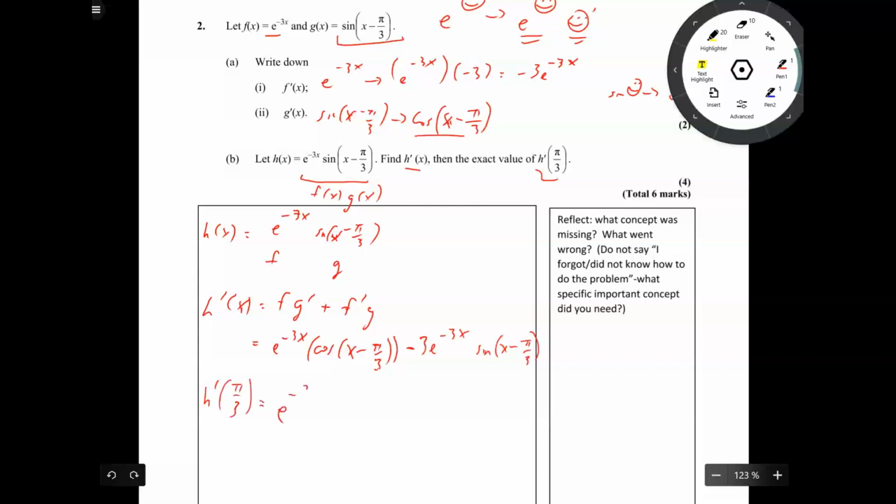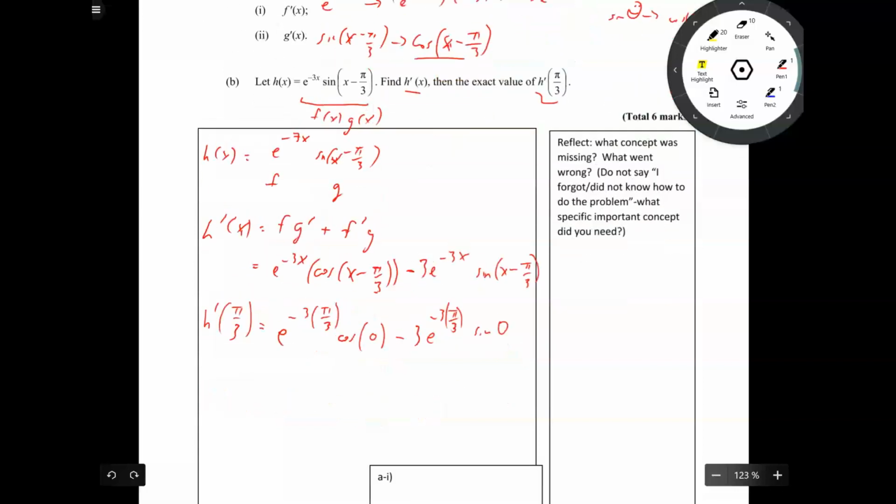So I have e to the negative 3 times pi over 3 times the cosine of pi over 3 minus pi over 3, which is 0, minus 3 times e to the negative 3 pi over 3 again, times the sine of pi over 3 minus pi over 3, which is the sine of 0. Let's rewrite that. E to the negative 3 times pi over 3 is e to the negative pi. Cosine of 0 is equal to 1. Minus 3 times e to the negative 3 times pi over 3 is e to the negative pi. Sine of 0 is 0.